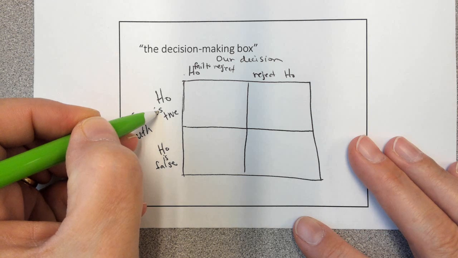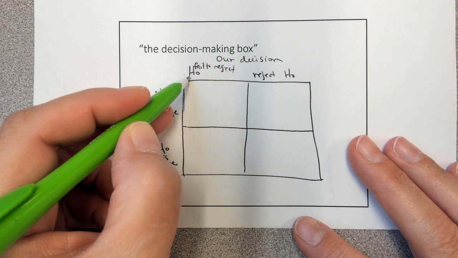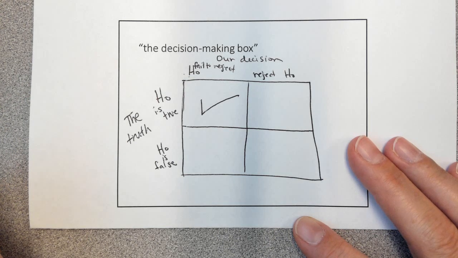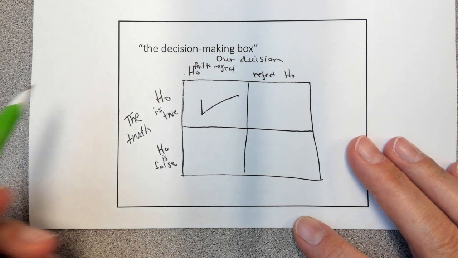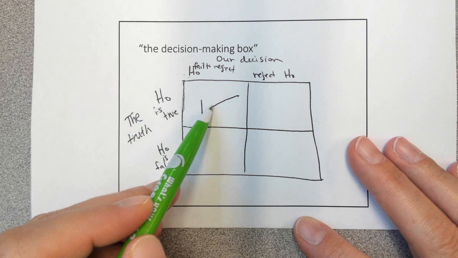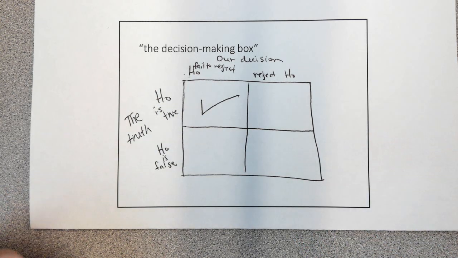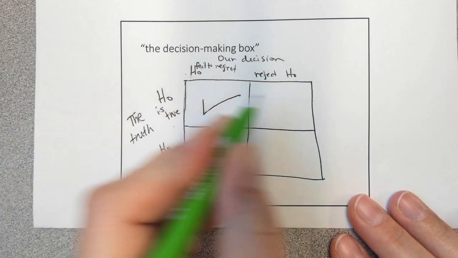If H naught is true and we don't reject it, that's a correct decision. So I'm not going to write a word, I'm just going to put a check mark there. That's okay. So we can be true and not reject it, and we did okay. There's not anything particularly interesting about that. The new medicine's not better. We said it wasn't better. We really didn't gain a whole lot from it. We just made a correct decision. In the court case, the dude was innocent. We didn't send him to jail. That's not really interesting.